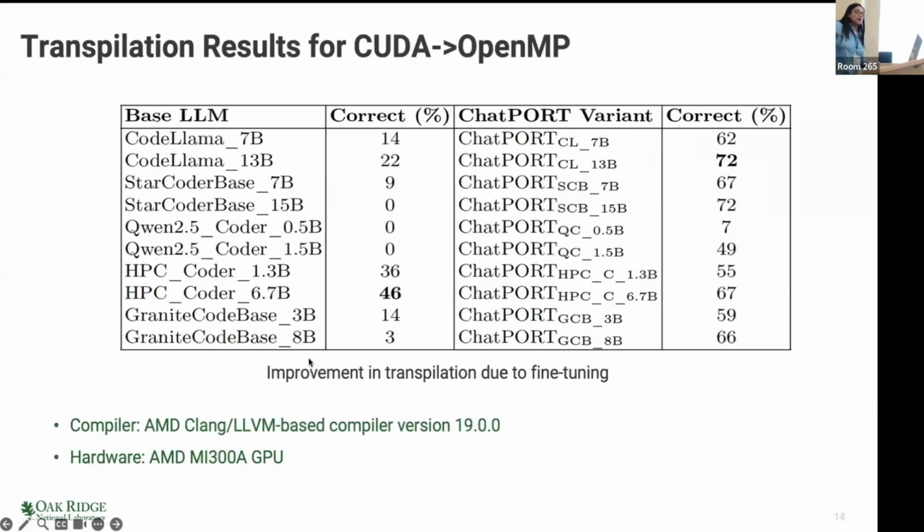And this is what we saw. So now these are all the base models. We did the same test before we fine-tuned them using the same test kernels. And this is the correctness rate we got before. We fine-tuned it with our curated data, and this is what you see after.